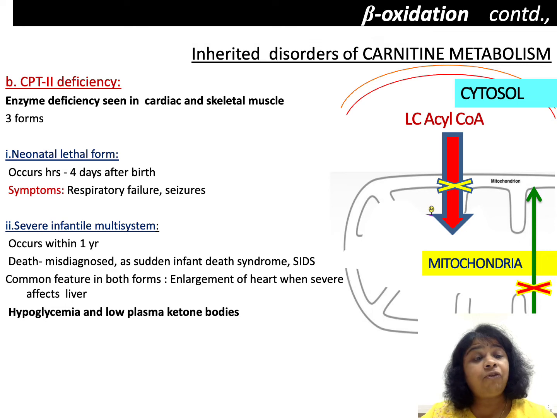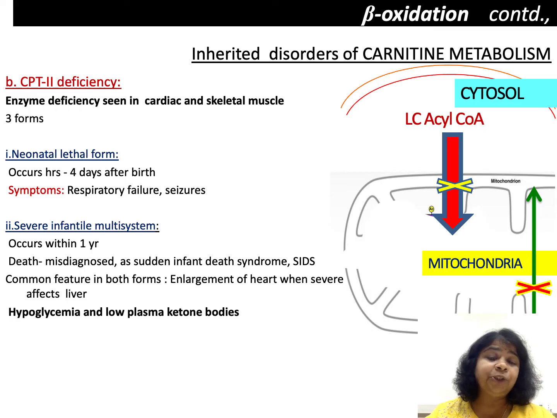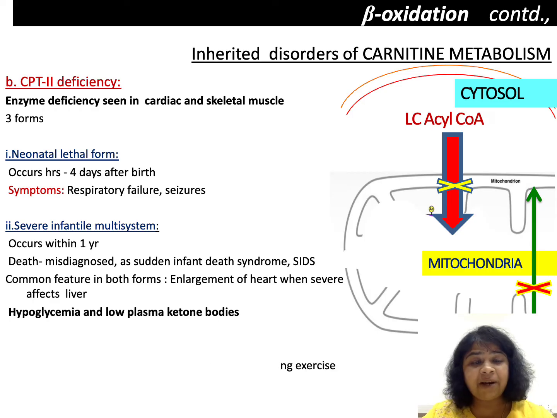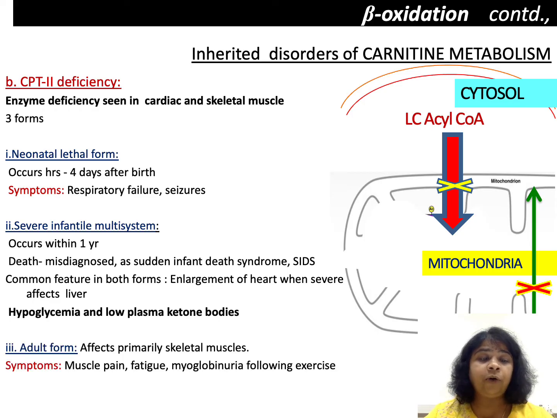The infantile form again is also lethal. Death usually happens within about a year's age, and the exact diagnosis is usually not made because it is assumed to be part of sudden infant death syndrome. Again, symptoms will be the same: hypoglycemia and low ketone bodies. Adult form is usually a milder version.